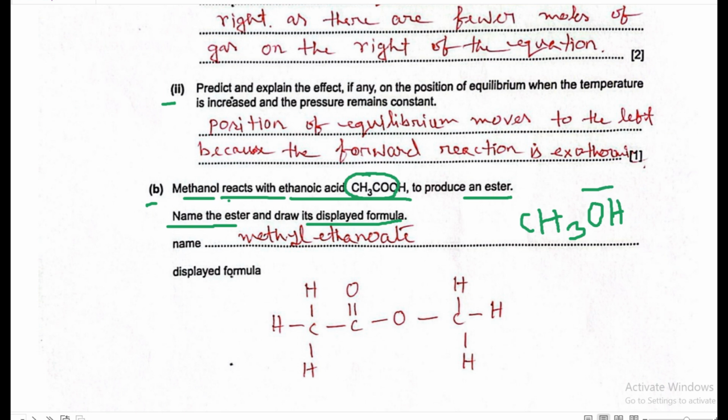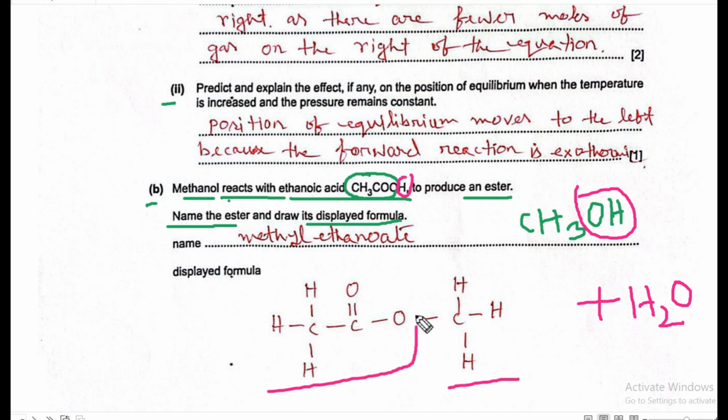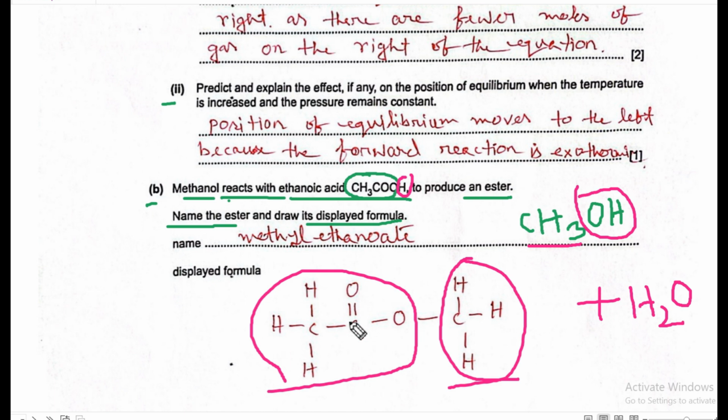alcohol will lose OH group, acid will lose only hydrogen, so water will be produced, and ester will be methyl ethanoate. This part is acid part, this is alcohol part. Methyl comes from methanol and ethanoate comes from ethanoic acid, so ester name will be methyl ethanoate. This is the displayed formula. Displayed formula means you will show all bonds present in the molecule.